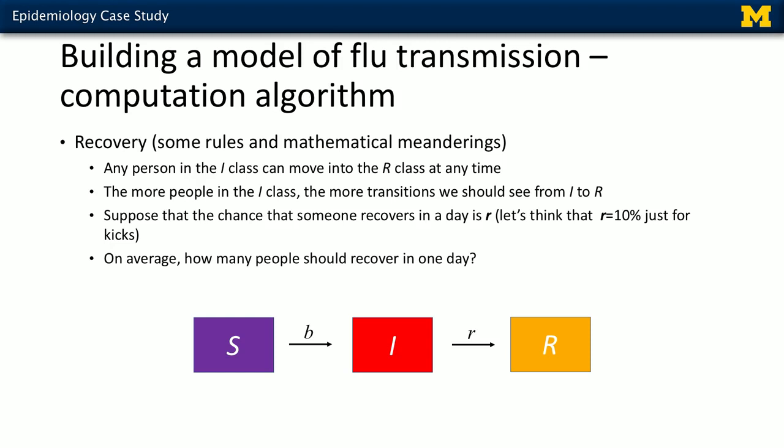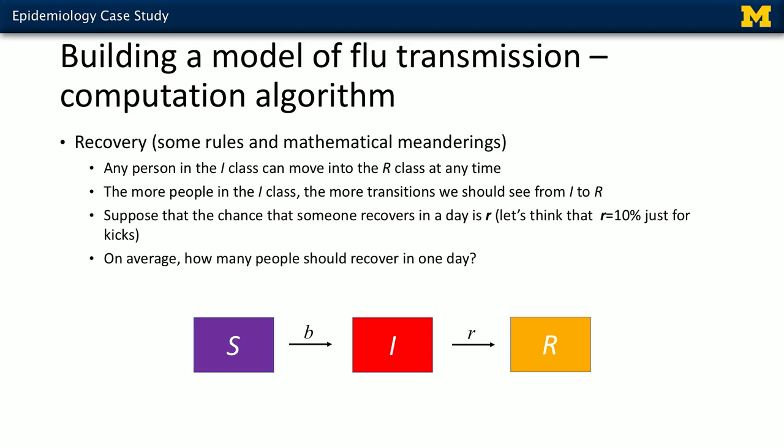So let's start with some rules. Anyone who's currently infected can recover and jump into the R compartment or box. The more people there are in the I class, the more transitions we should see, right? If no one is in the I class, we should not see people moving from I to R, because there isn't anyone in the I class. On the other side, if there are lots of people in the I class, then maybe we should see a lot of people recovering on any given day. And we're going to use day as our unit of time.